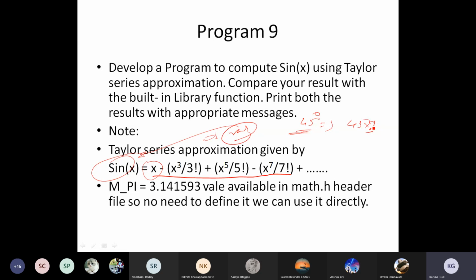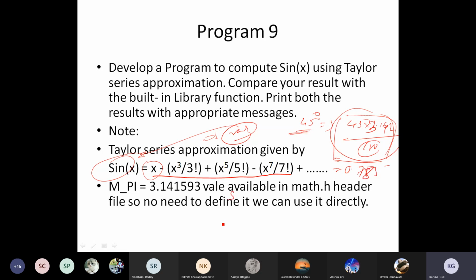Multiply this by 3.142 divided by 180. So what is this value? I'm asking you, what is this value? Make it fast. You have calculated. 5 by 4. You multiply 45 by 3.142 divided by 180. What is the value that you got? 0.785. Is it okay?